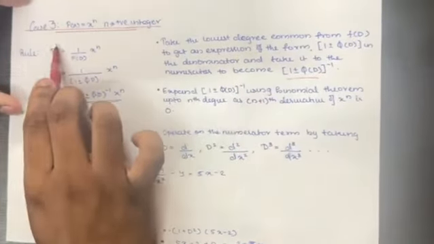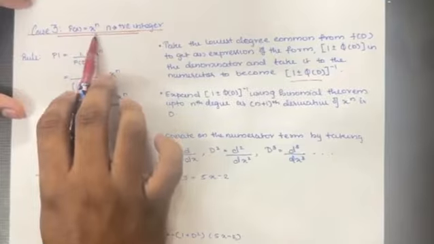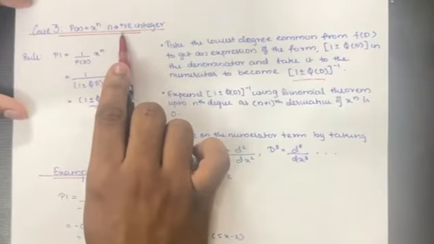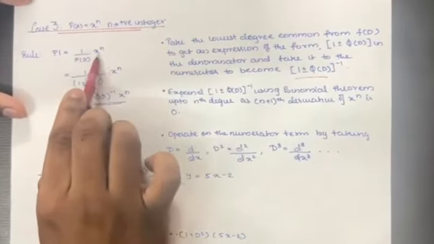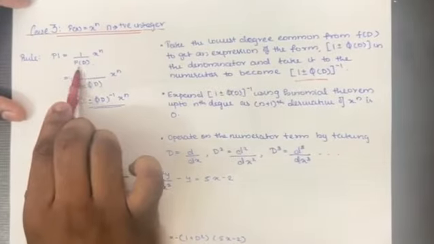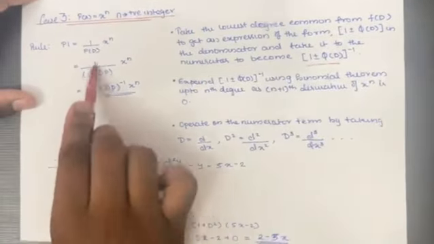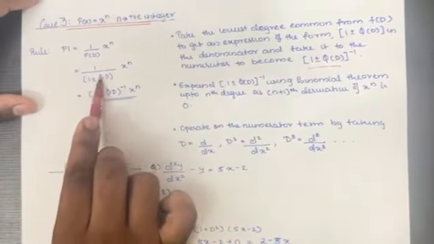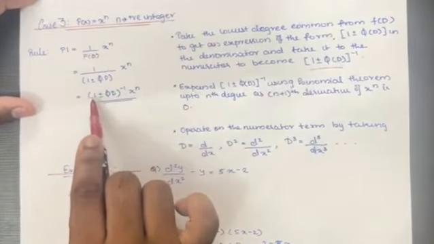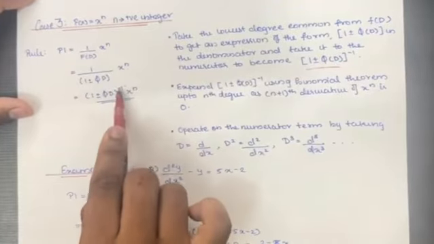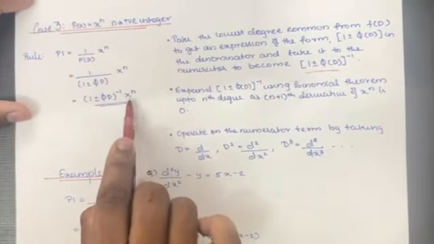Okay, now let us look at case 3. Here the RHS is nothing but x to the power n form, where n is a positive integer. Here the particular integral is found using the general formula x to the power n divided by f of d, where f of d is converted into the form 1 plus phi of d, and then this is taken to the numerator, that is, 1 plus phi of d whole raised to minus 1 into x to the power n.